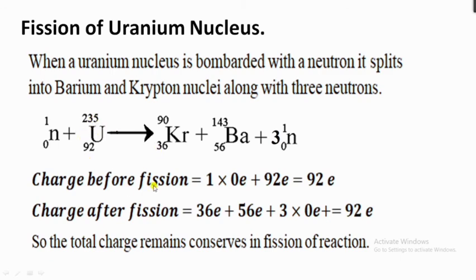So the total charge before fission is, this is 92, meaning the number of protons or atomic number. So before fission, there is no charge on the neutron, so 0e plus 92 protons, so it is 92e. After fission, this is 36 protons plus 56 protons plus 3 neutrons, that is 0 charge. If you add them you will get 92. So before fission it is 92, after fission it is also 92. So total charge is conserved in this process also.